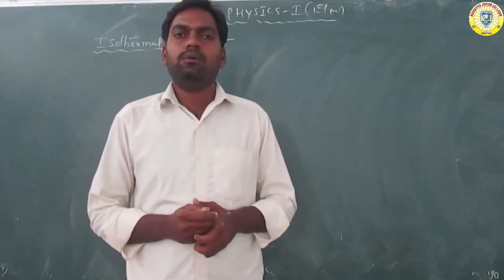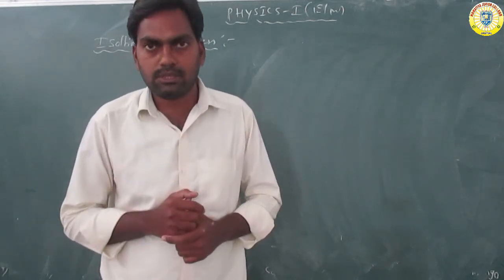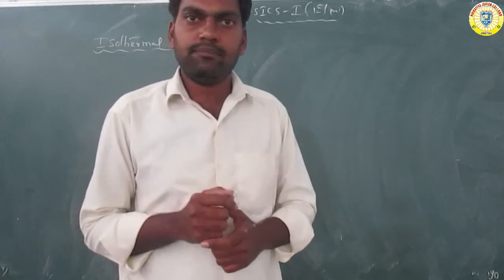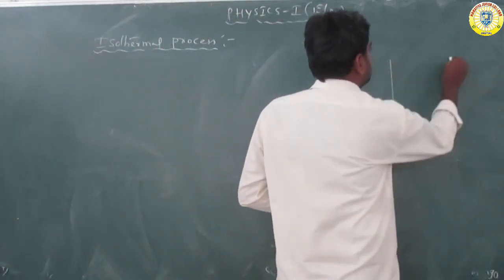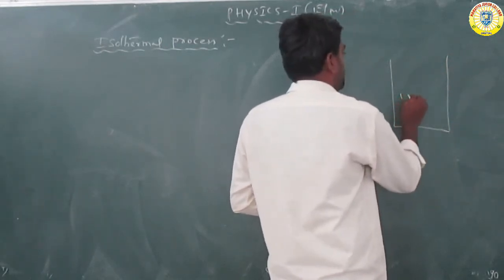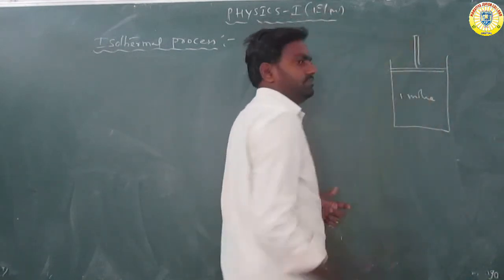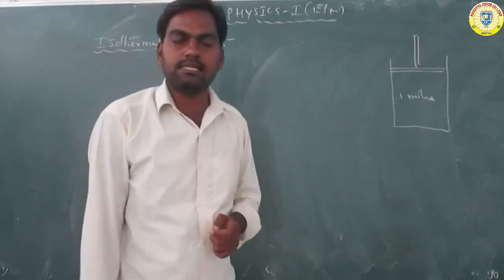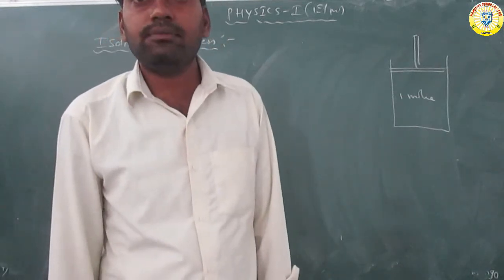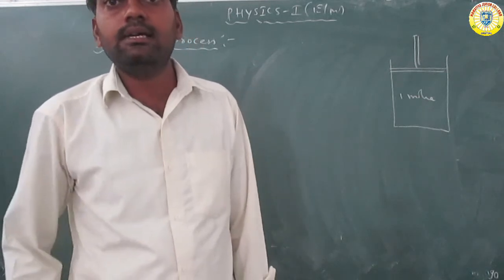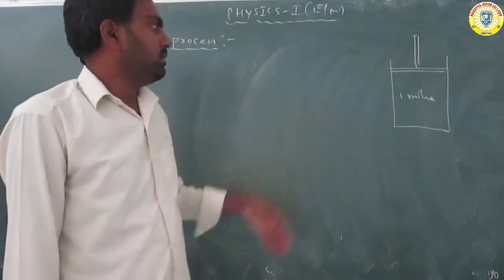Okay. Now, the expression and equation for the isothermal process. We take a cylinder containing 1 mole of the gas, fitted with a frictionless piston.